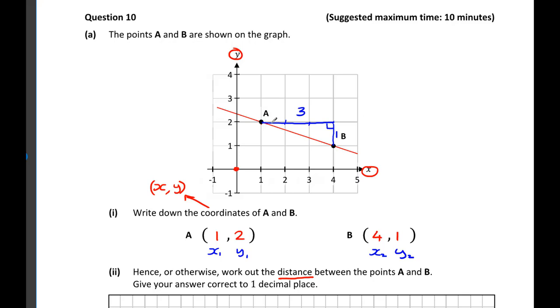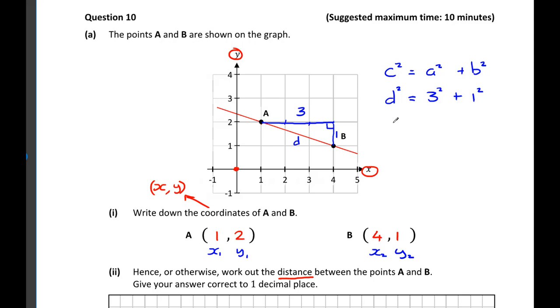So to get the length, that's your hypotenuse. You could call it H, or let's call it D for distance, it's even better. So you could say that's D. If it's a right angle triangle, the hypotenuse squared, D squared, equals the other 2 sides squared: 3 squared plus 1 squared. It's just Pythagoras' theorem. C squared equals A squared plus B squared.